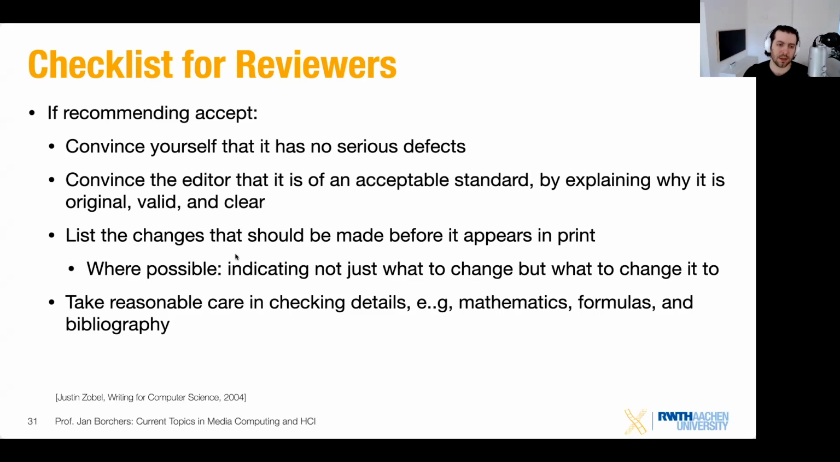And then, again, you need to take reasonable care in checking the details. For example, unfortunately, you also need to check the mathematics, the formulas, the bibliography, and just, again, have a full read of the paper and be absolutely sure that if you suggest to accept it, it is actually up to the standards of the conference.